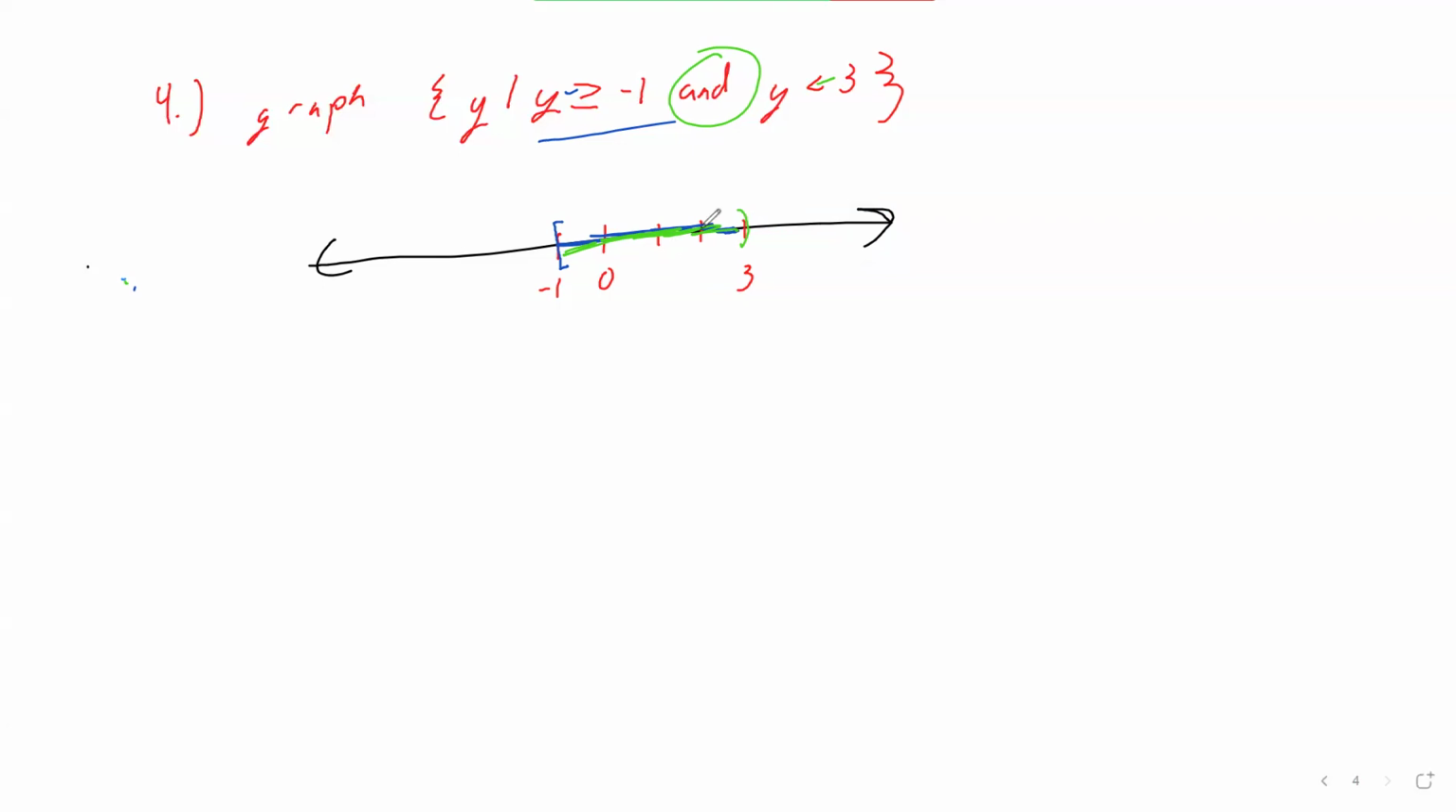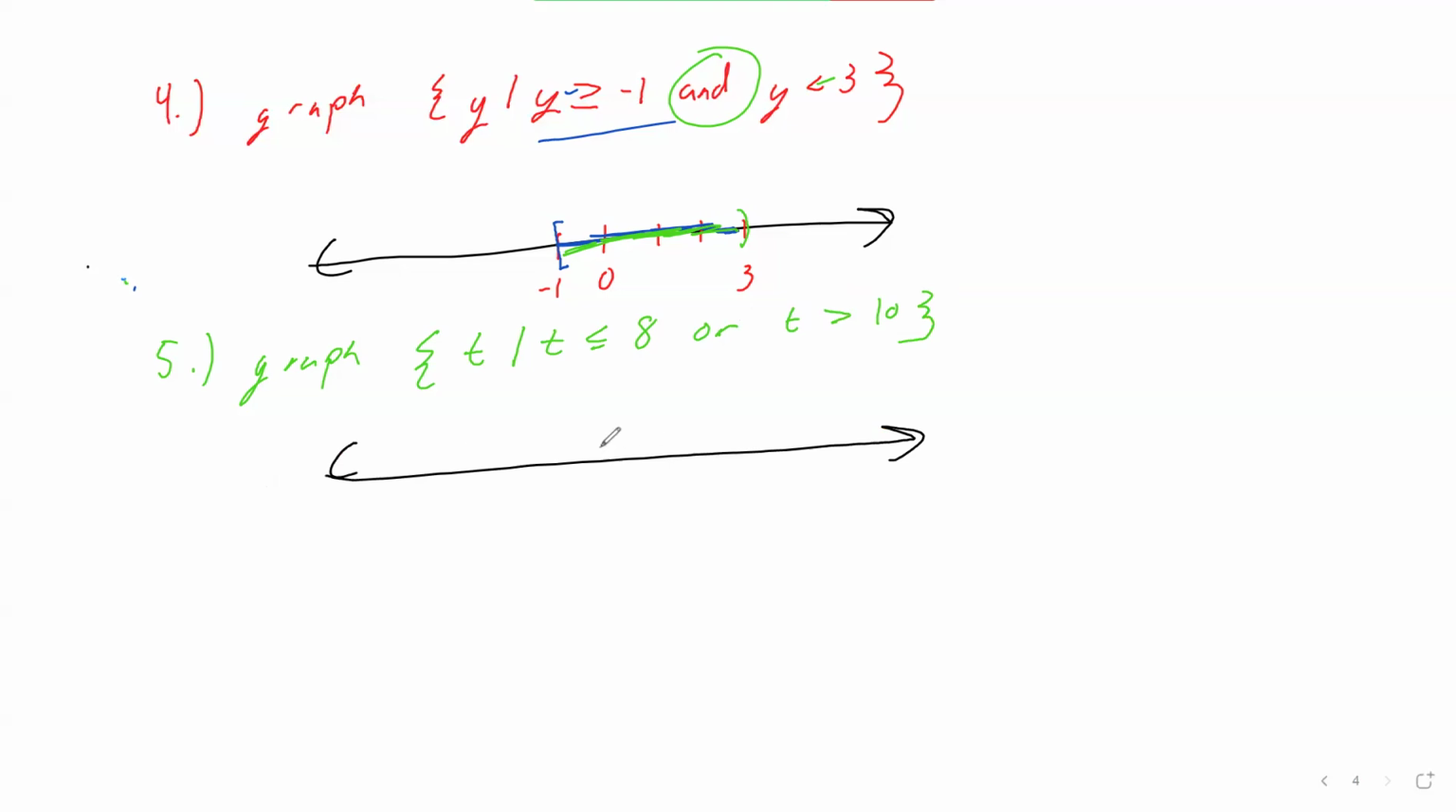And that's all we have to do. So let's do another one with an or. On number 5, we're going to graph t such that t is less than or equal to 8 or t is greater than 10. So let's look at that. I'm going to start 8 right here and then go 9, 10. So we have something like that.